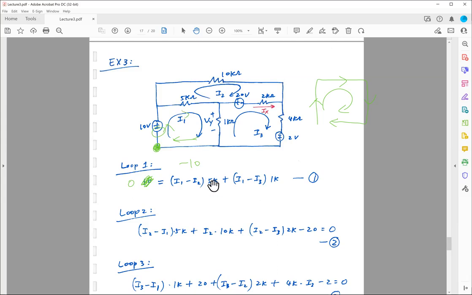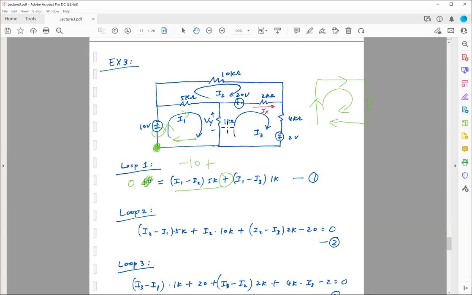I1 minus I2 times 5K is this guy, okay? So I'm going to do plus. The algebraic sum of all the voltages around the loop has to be equal to 0, right? So that's the definition I'm using. So minus 10 plus I1 minus I2 times 5K plus, now I'm over here, right?